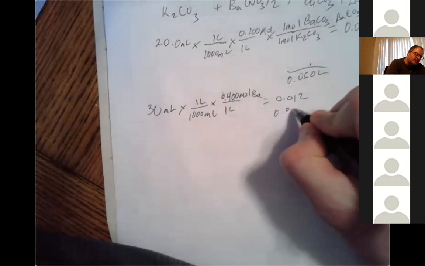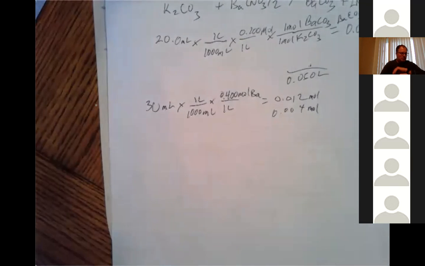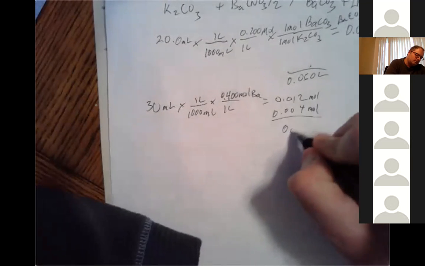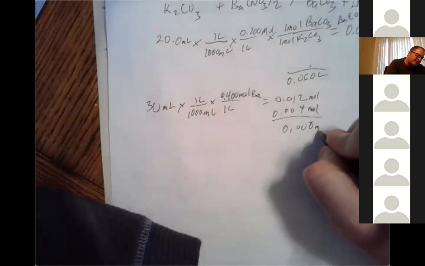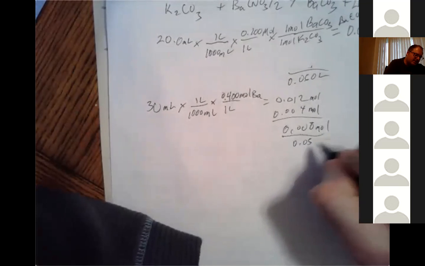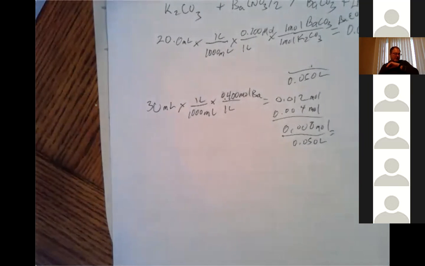So out of this, 0.004 moles were reacted with it. 0.012 minus 0.004 is 0.008. So we have that many moles over 0.050 liters. 0.008 divided by 0.05 is 0.16.